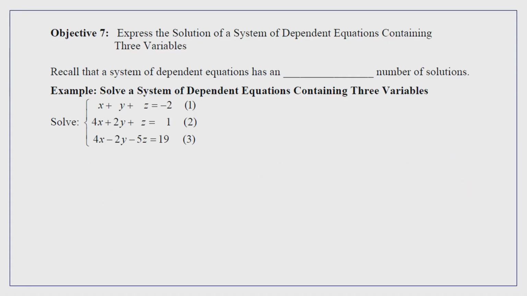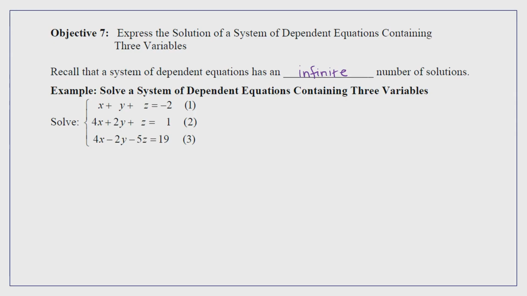Objective 7. Express the solution of a system of dependent equations containing 3 variables. Recall that a system of dependent equations has an infinite number of solutions. So here we have another system with 3 equations and 3 variables. And we are asked to solve this system.